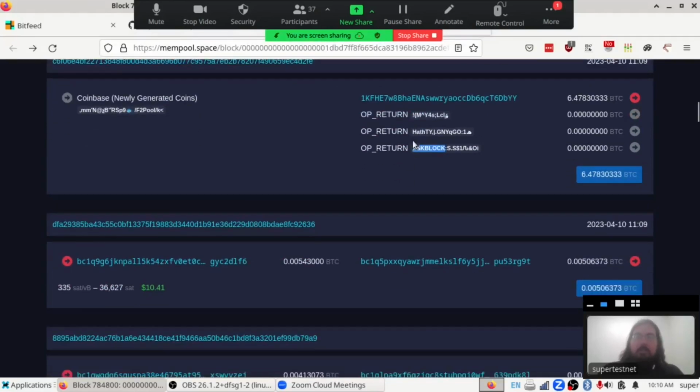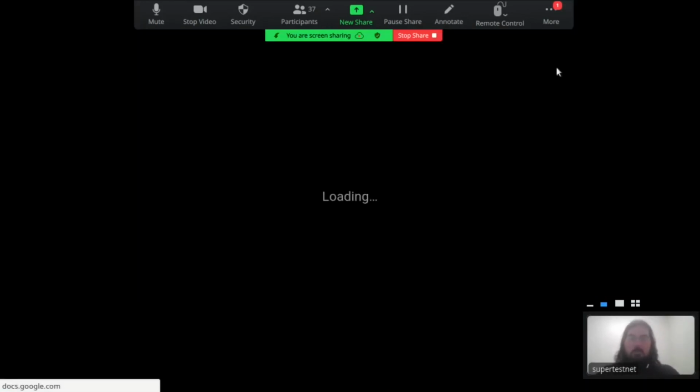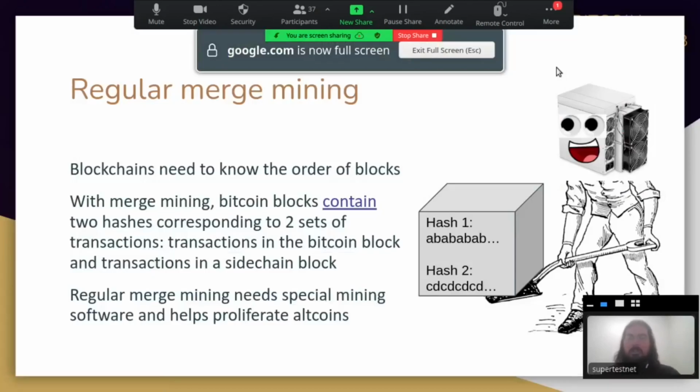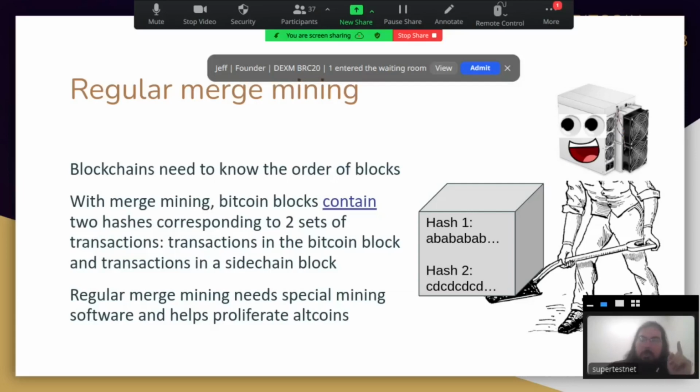So merge mining allows us to have other blockchains that are merge mined with Bitcoin. Bitcoin miners can just mine on Bitcoin, but they can include data from other blockchains in order to validate the order of blocks and the order of transactions on that alternative chain. So that's something called merge mining, and Satoshi invented it. It allows us to do this cool thing where Bitcoin miners can mine two blockchains at once without doing any extra work. But there are a couple of problems with merge mining.